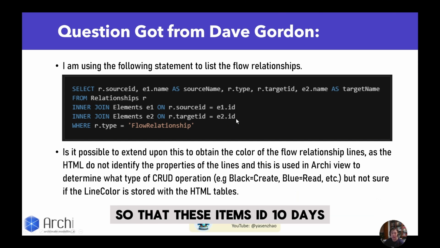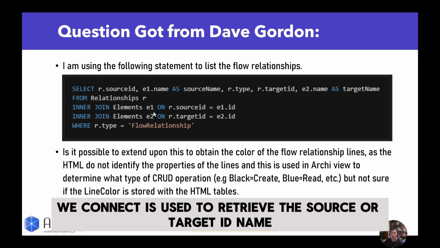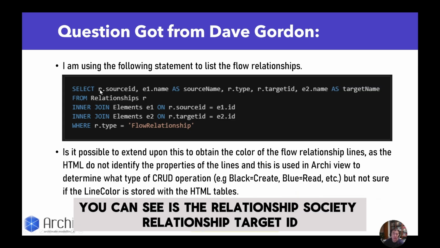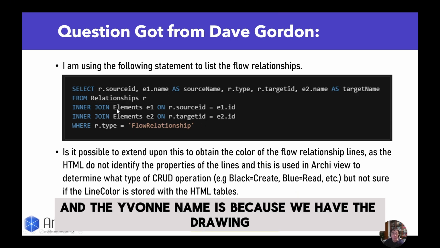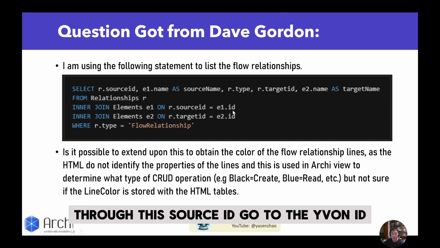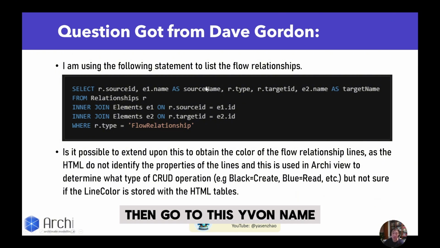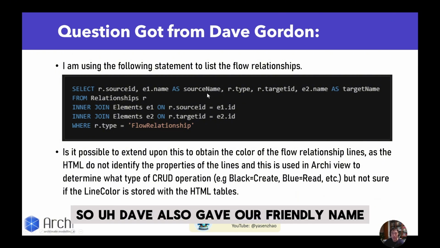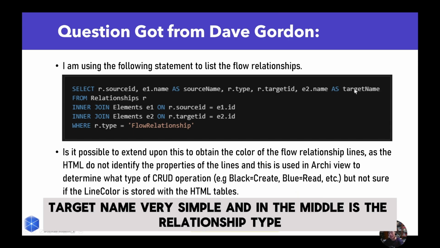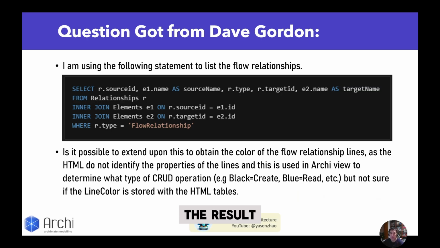This connection is used to retrieve the source or target element name and type. From here you can see the relationship source ID, relationship target ID, and the E1 name. Because we have the join, you can capture E1 through the source ID, go to the E1 ID, then go to the E1 name. Dave also gave friendly names, so we want the source ID, source name, target ID, target name, very simple, and in the middle the relationship type. So you will have a 5-column result.